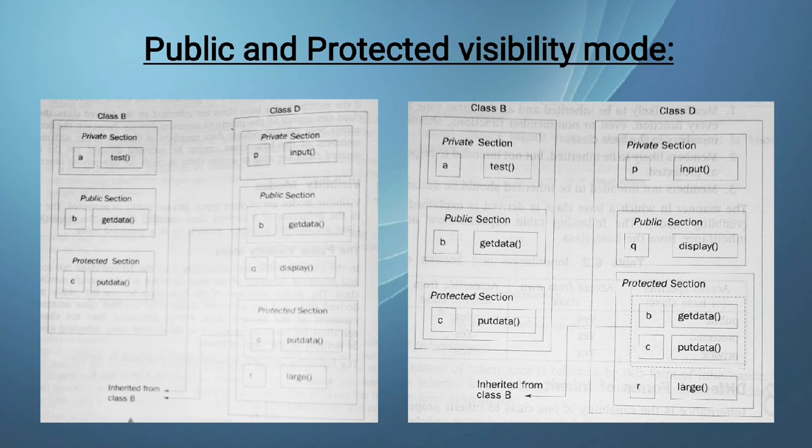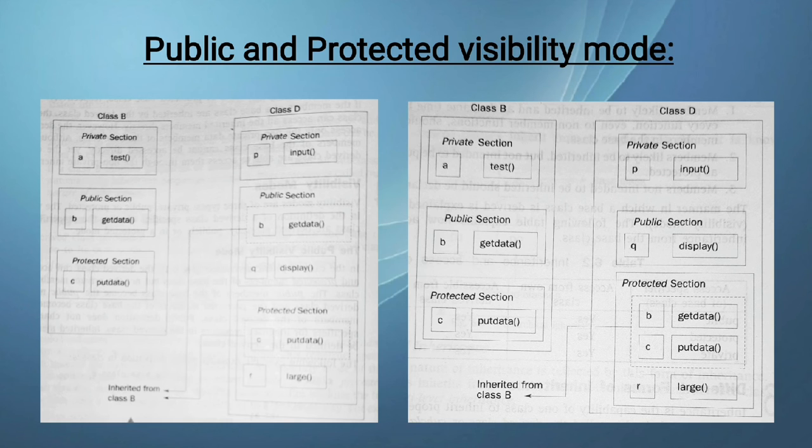For protected, it will remain as protected when the base class is inherited as public in the derived class. So public will remain as public, and protected will remain as protected. And private will still not be inherited.